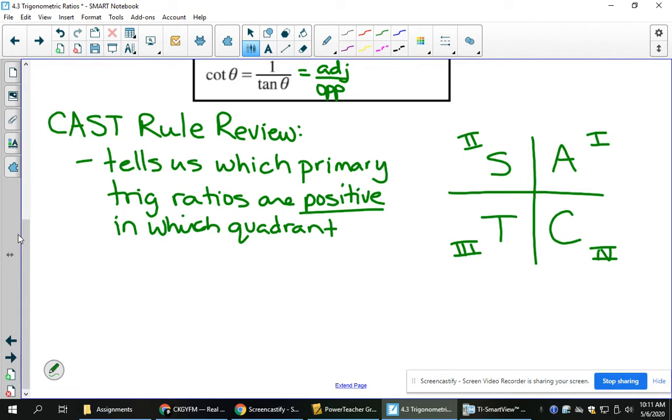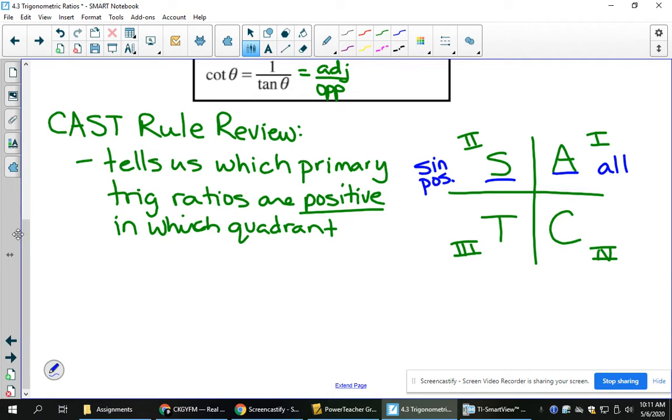Now, it's a shortened version of what you need to remember. What it's telling you is which primary trig ratio is positive in that quadrant. So what does this stand for? Quadrant 1 stands for all trig ratios positive. So like we saw in the unit circle, our cosine and sine ratios are positive. And since tangent is just sine divided by cos, if I take two positive numbers and I divide them, I would get a positive. This quadrant 2 is telling us that it's your sine ratios, remember, that are positive.